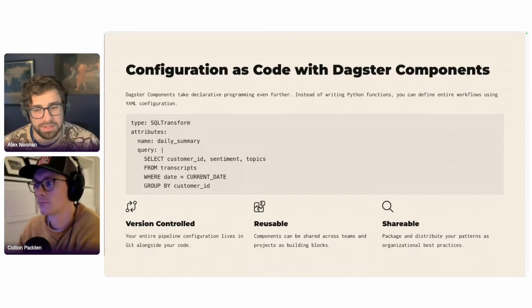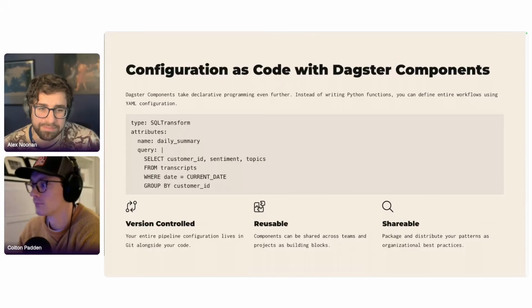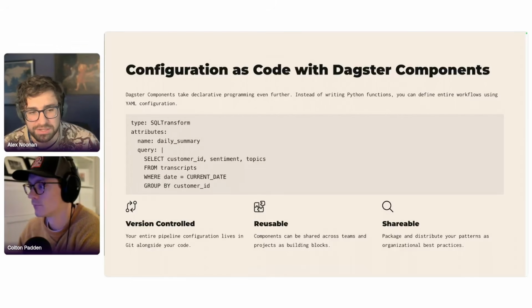But doing everything code first presents an accessibility problem, as most people are not trained engineers and they don't want to be. So Components is a way to expose just what people need to build pipelines while adhering to software engineering best practices and your kind of hairy business logic. And of course, they're versioned, reusable, and shareable.